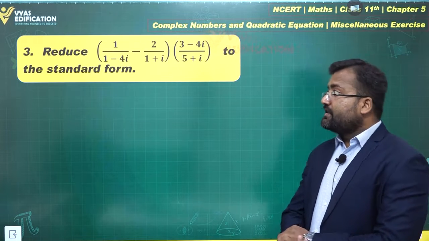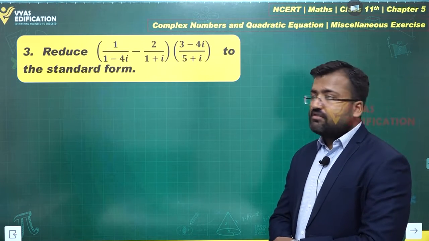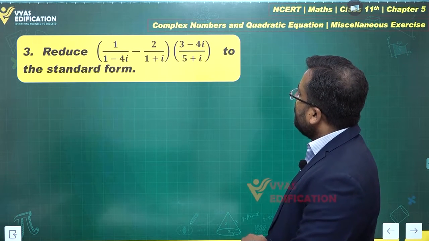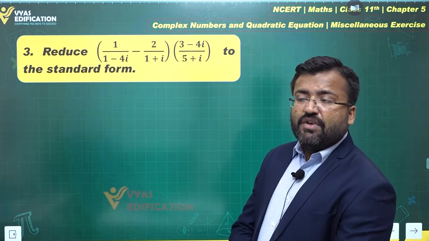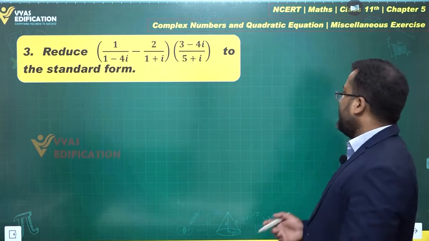Let's discuss this question next. Reduce 1 upon 1 minus 4i minus 2 upon 1 plus i, times 3 minus 4i upon 5 plus i, to the standard form. Okay, what is the standard form? For any complex number, the standard form is a plus ib form, right?